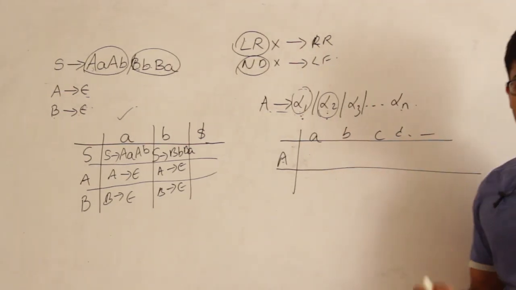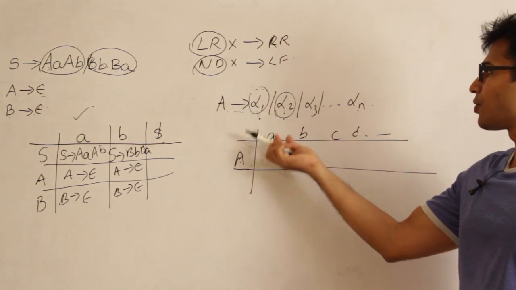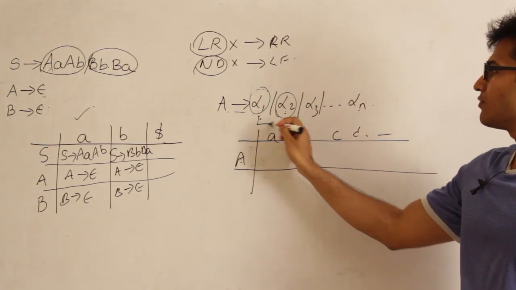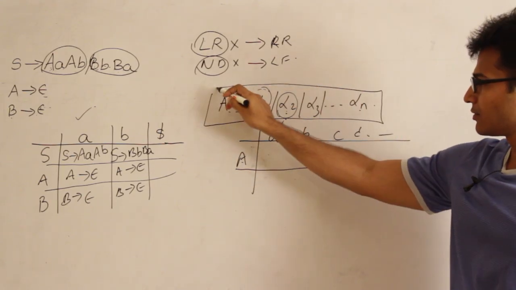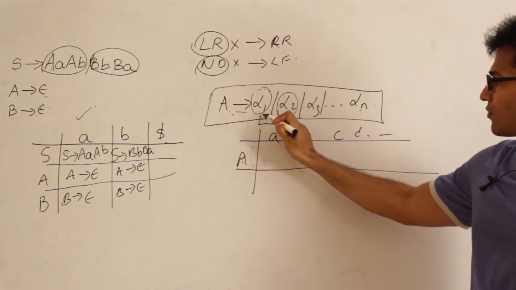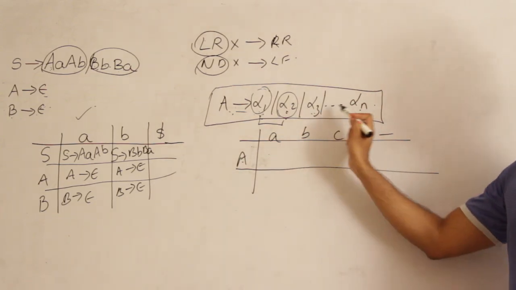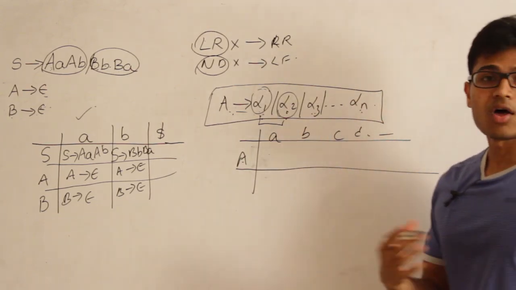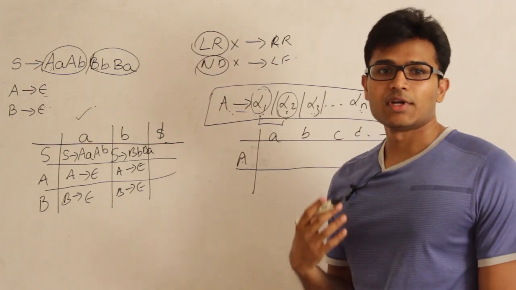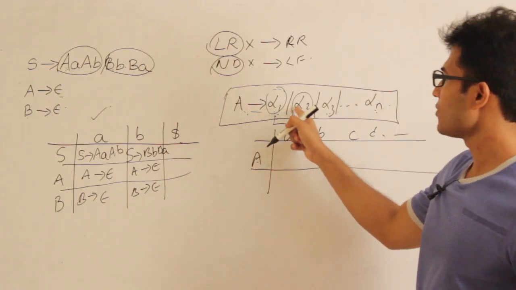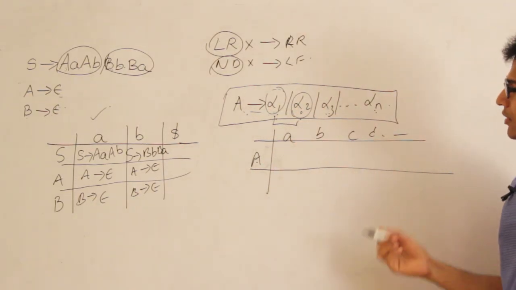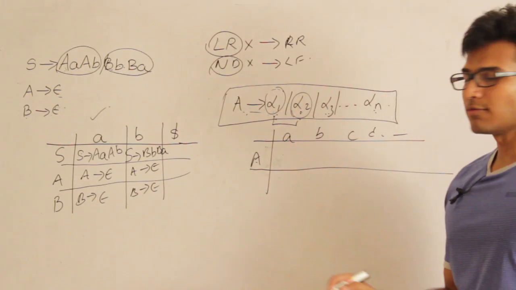The reason is sometimes we might have to place two productions in the same cell if they have the same first. If this grammar has to be LL1, then first of alpha 1, first of alpha 2, first of alpha 3, so on, first of alpha n, all of them have to be mutually exclusive. Mutually exclusive means there should not be any common part in the first of all these. Are there any possibilities for which we might get more than one entry?